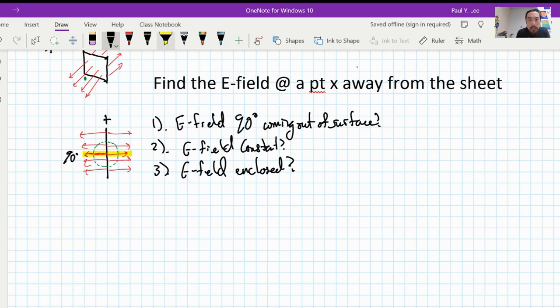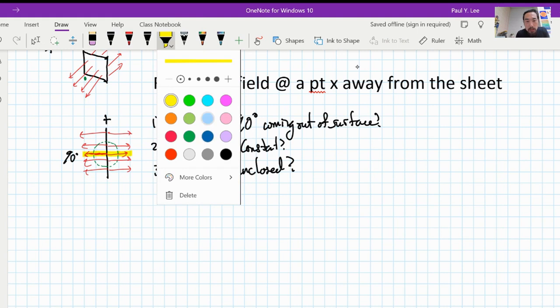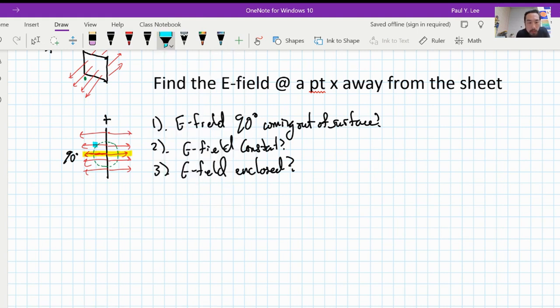Because if you take a look at, let's do blue, let's take a look at this E field. If I were to draw the window, that's my Gaussian surface window, and my E field coming out of it, look at that.